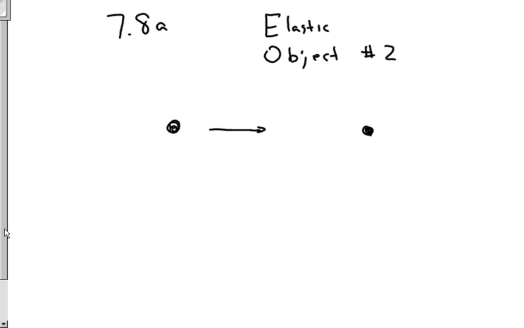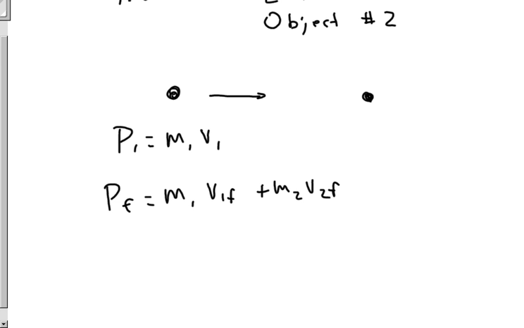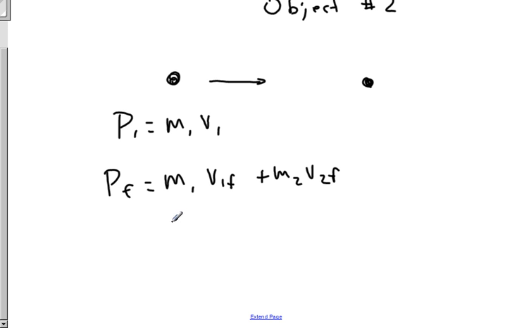is between the velocities. So we know that our initial momentum is equal to m1 times v1. I leave off the m2 v2 term because this second object is not moving. Our final momentum will be equal to m1 times v1 final plus m2 times v2 final. Now because this is a collision, momentum is conserved, so we end up with the equation m1 v1 equals m1 v1 final plus m2 v2 final.